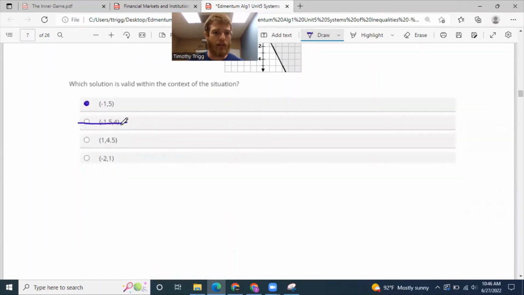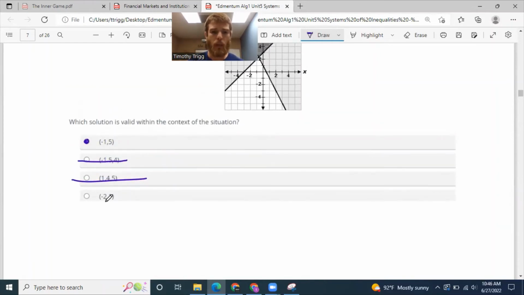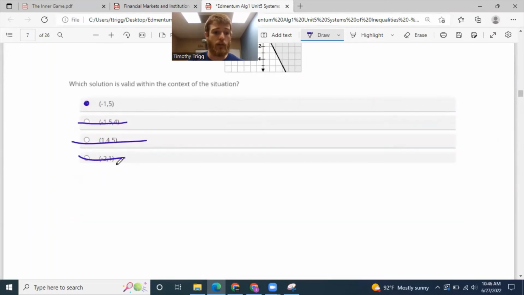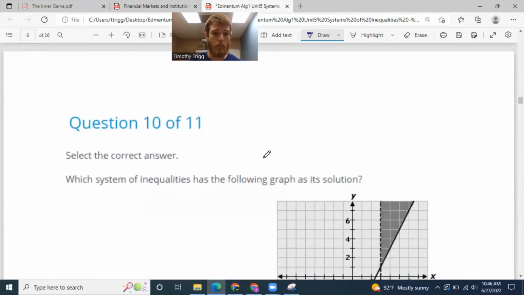So that automatically cancels this one because it has that -1.5. The 0.5 won't be an integer. So this 1, 4.5 also is not an integer. -2, 1 is not in the double shaded region, so that's wrong as well.